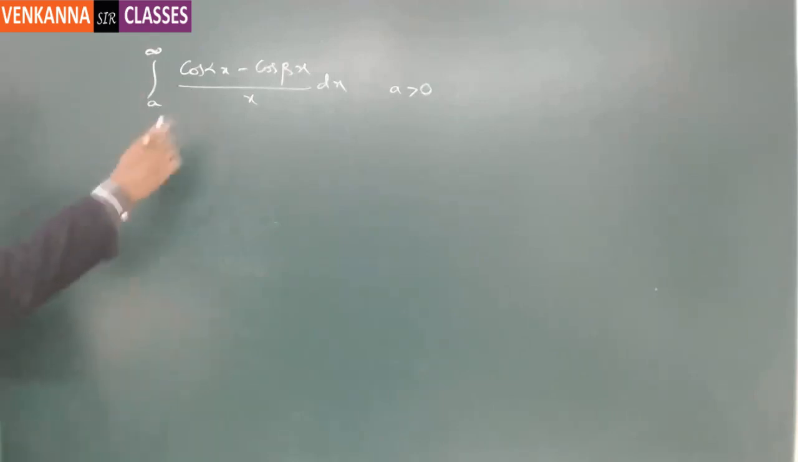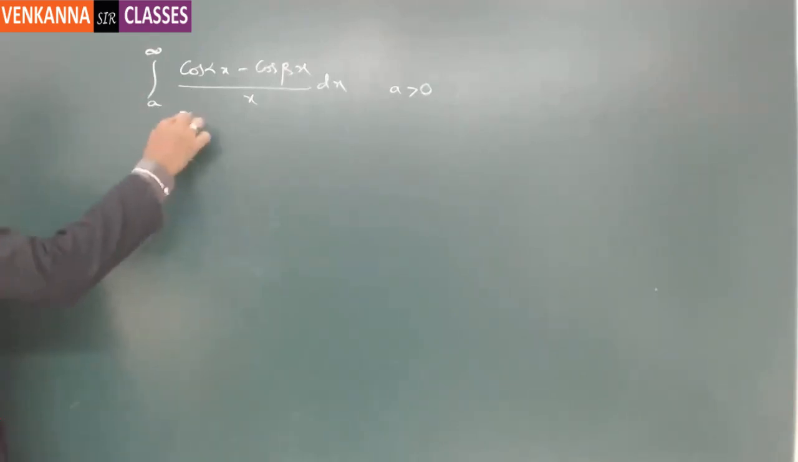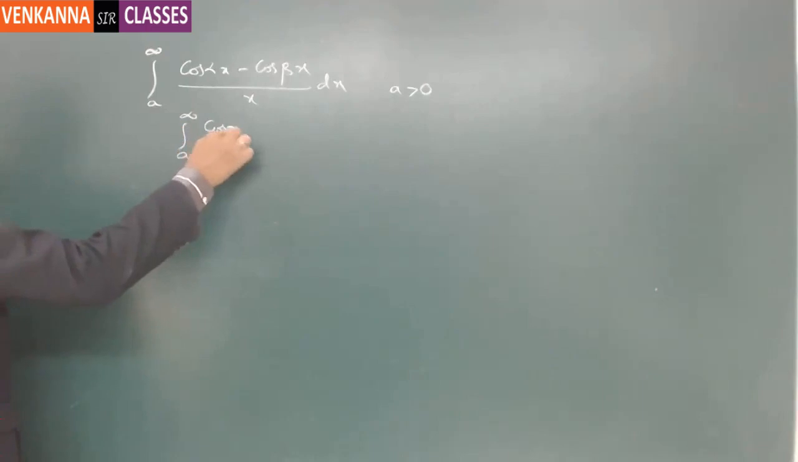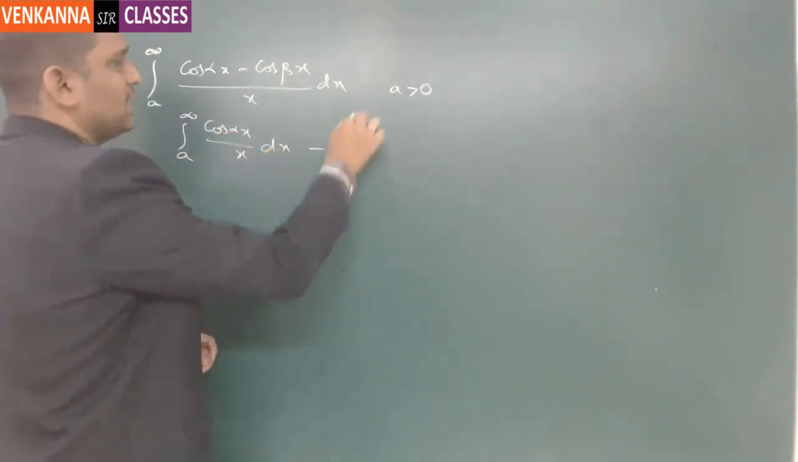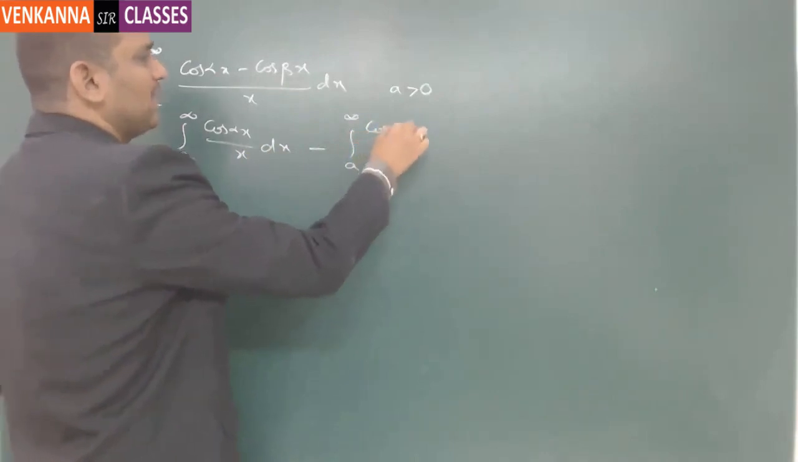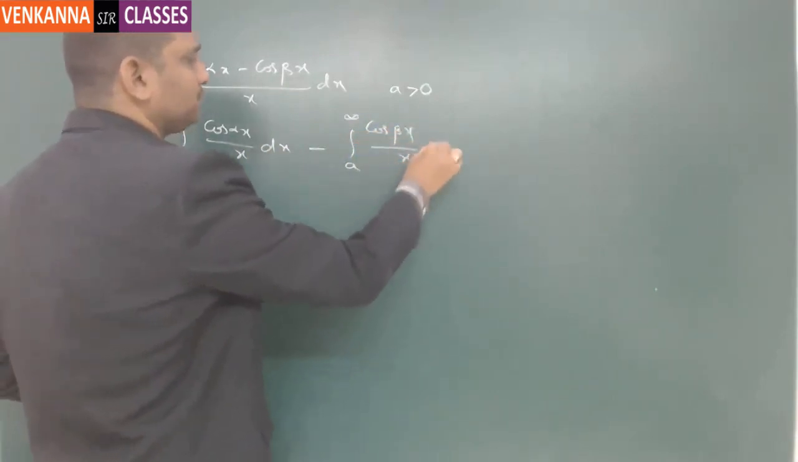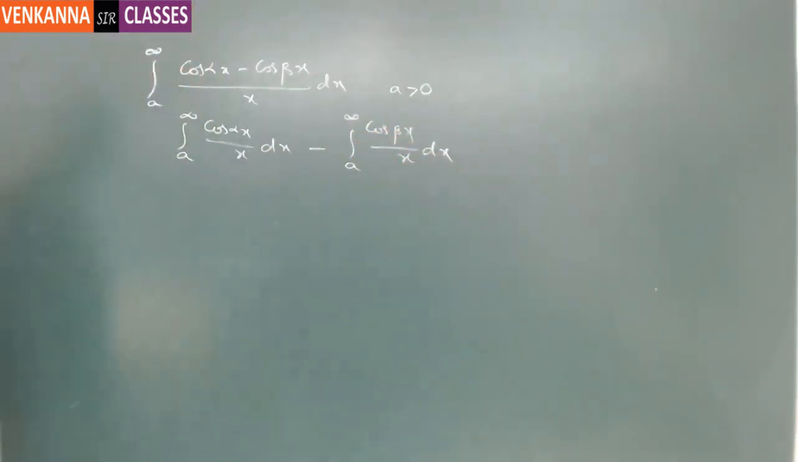So we separate the integral. It is nothing but integral a to infinity cos alpha x by x dx minus integral a to infinity cos beta x by x dx. Now for each integral we apply the Dirichlet test individually. Then we will get the result.